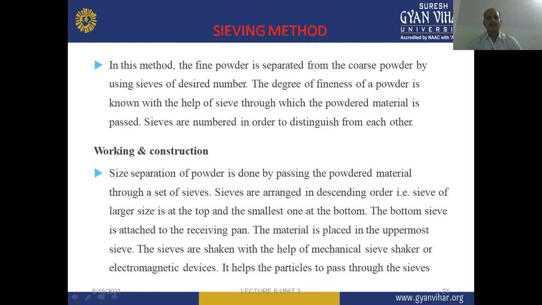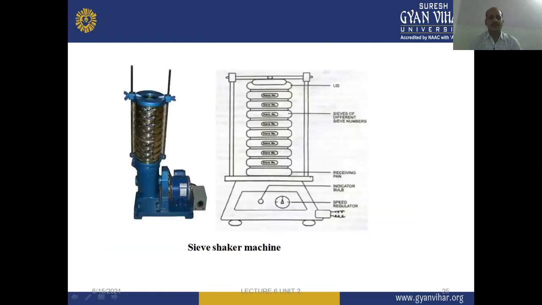The sieves are shaken with the help of a mechanical sieve shaker or electromagnetic devices. These are used for shaking the different sieves, and it helps the particles to pass through the sieves. You can see the diagram of the mechanical sieve shaker machine where the different sieves are arranged in descending order. On the uppermost part there is a lid, and on the bottom part there is a receiving pan, and the speed regulator is also available with the sieve shaker machine.